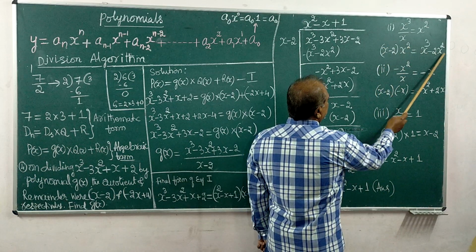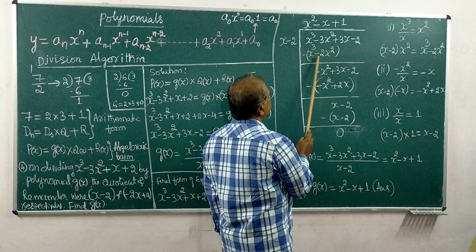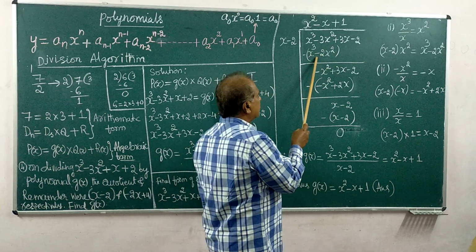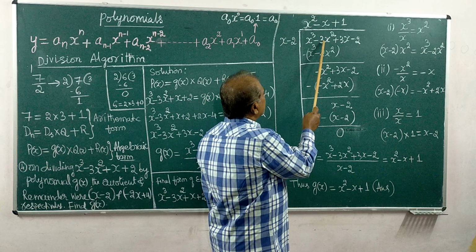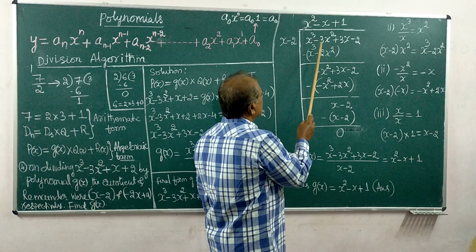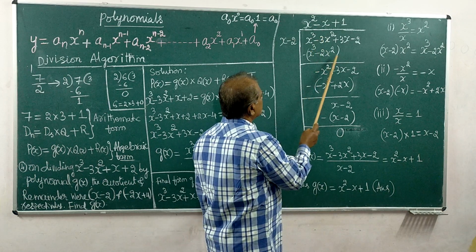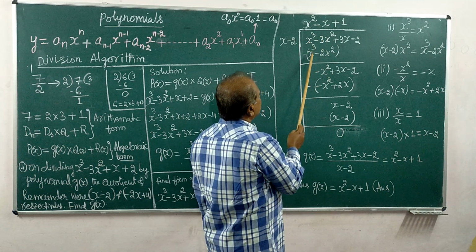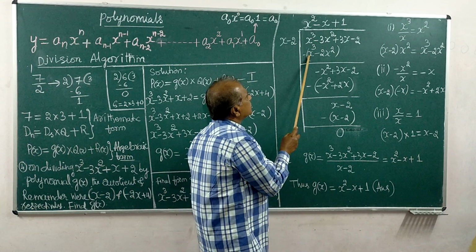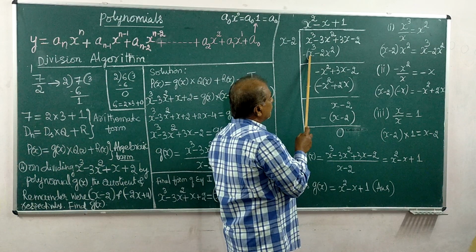x cube minus 2x square. Put this below this. Now it requires subtraction, into the minus. Subtract this from this. Now x cube, remove the bracket, minus x cube, cancel. x cube minus x cube is 0.